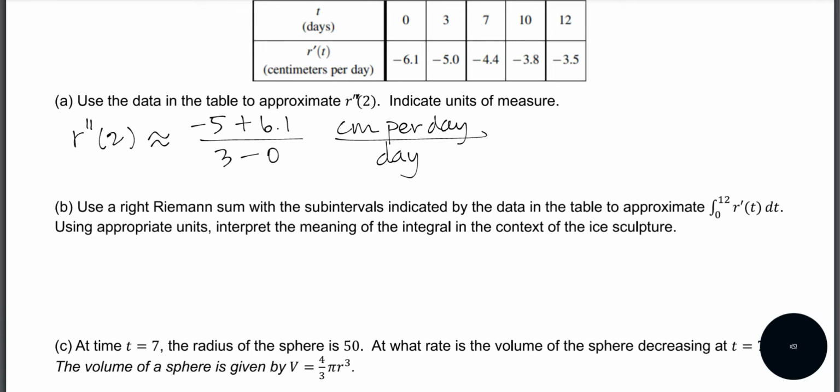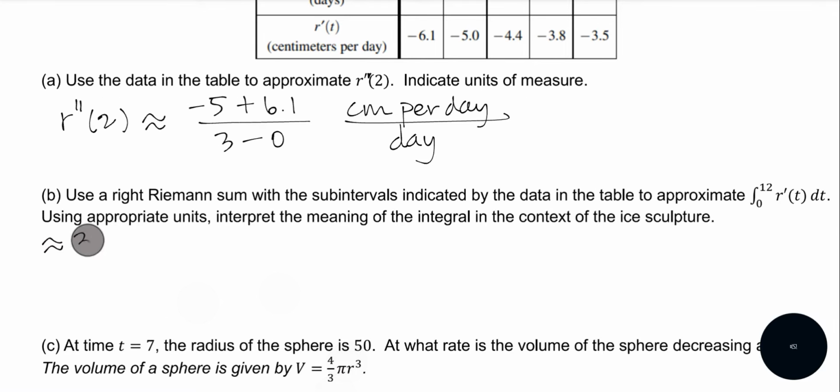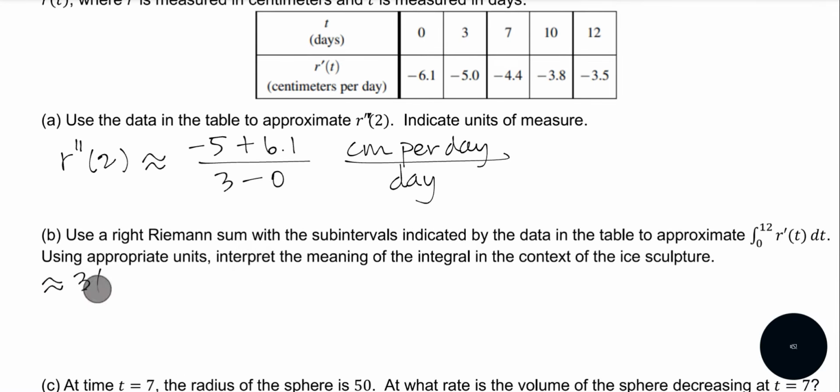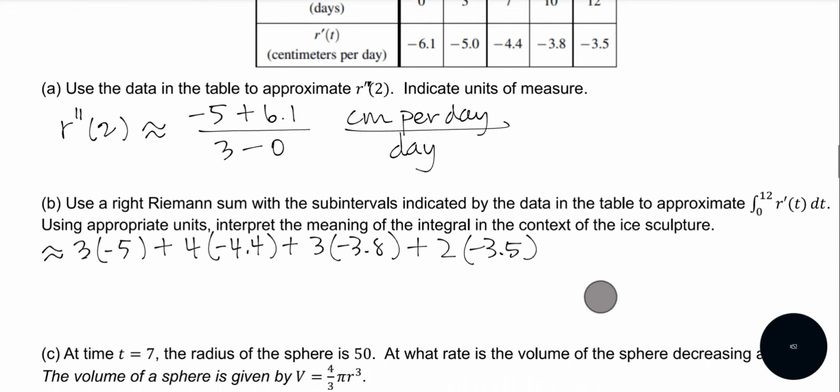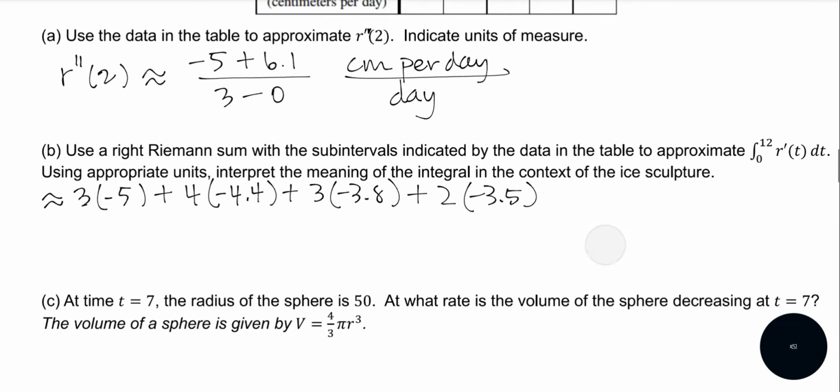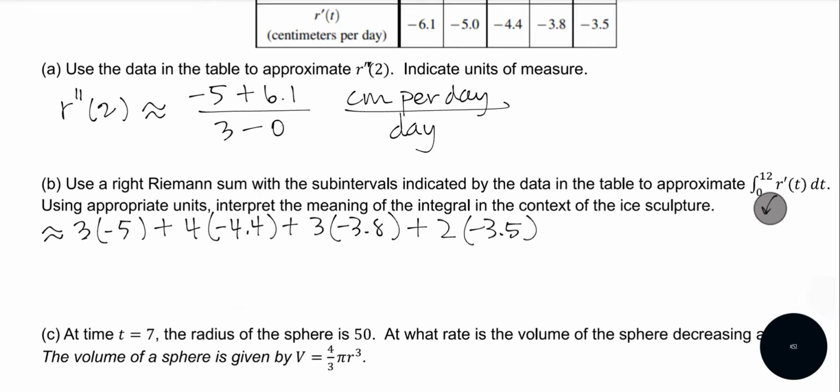All right, so right Riemann sum. The first one is going to be width of 3, use the right edge for my representative, negative 5. Plus 3 to 7 is a width of 4, use the right edge for my representative for the height. Plus 7 to 10 is a width of 3, negative 3.8. 10 to 12 is a width of 2. Use the right hand side for your height representative. All right, that's my Riemann sum.